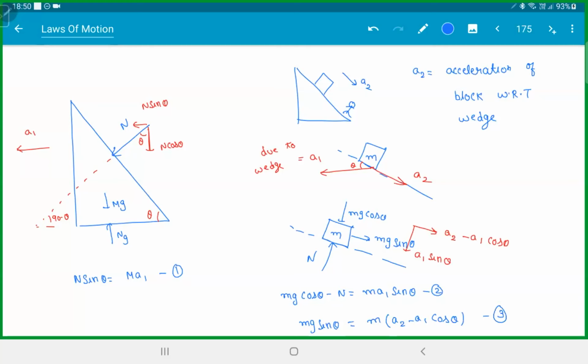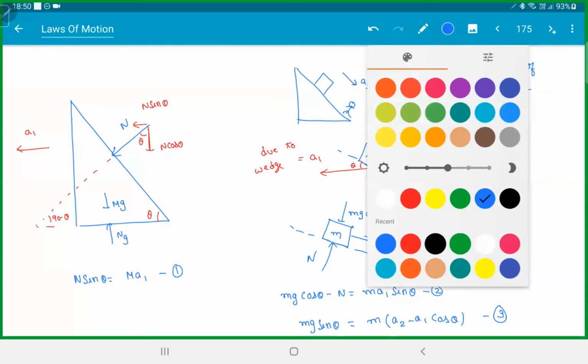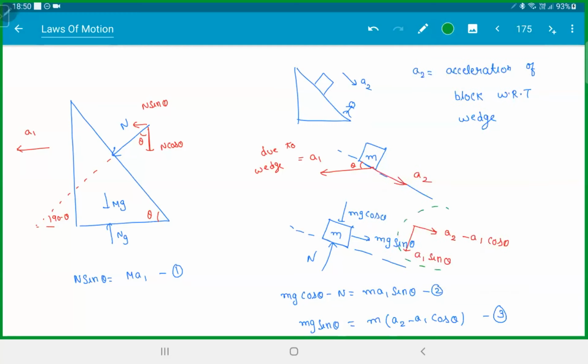Check your equations, along the incline and perpendicular to the incline. This is the acceleration of the wedge in the ground frame. This is the acceleration of the block in the ground frame. It has two components, one along the incline and one perpendicular to it.